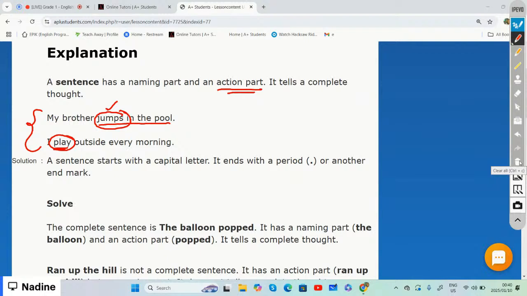So before we even continue, before we go on to our test, right? Yeah, so an end mark can either be your period, or it can be a question mark depending on the type of sentence, or it can be your exclamation point. So it depends on the type of sentence that you have.